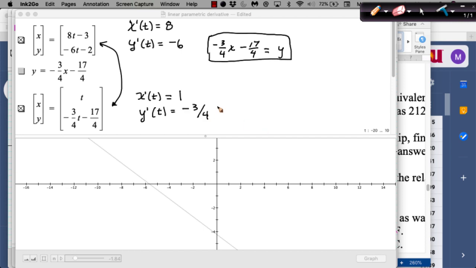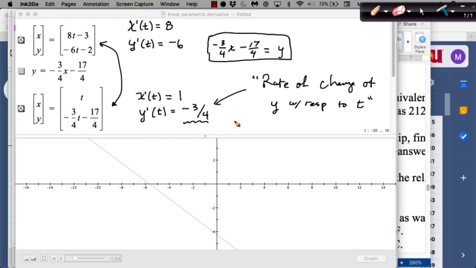Okay, so what is negative 3/4? This is the rate of change of what with respect to what? He wants y with respect to t. Agree with that? And the value is negative 3/4. So negative 3/4 is the rate of change of y with respect to t.